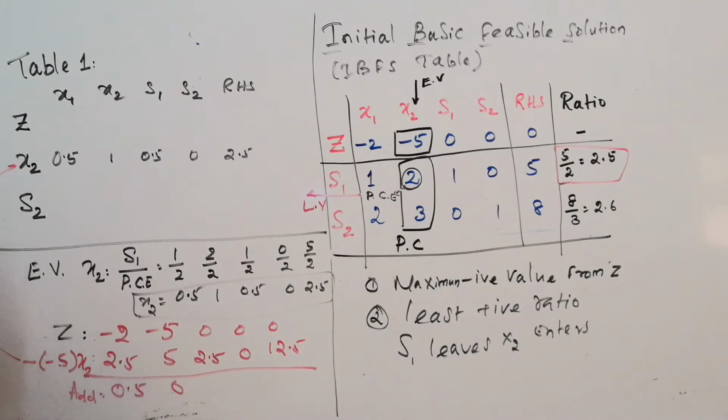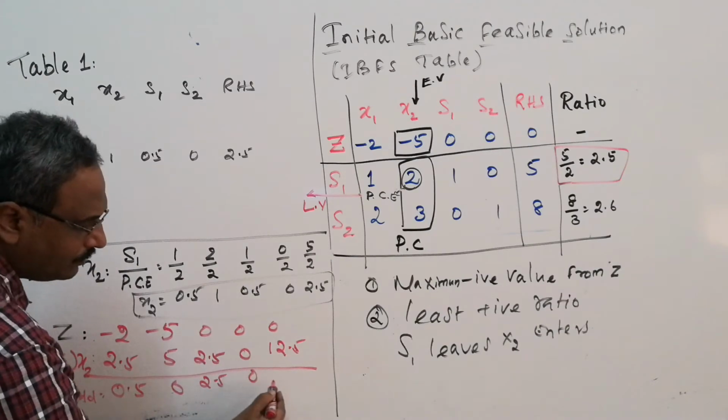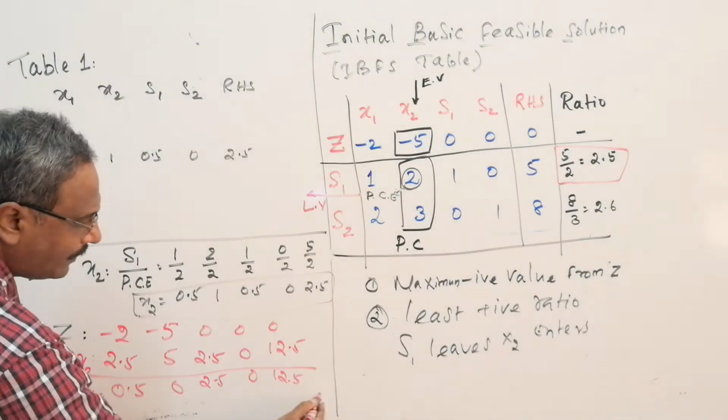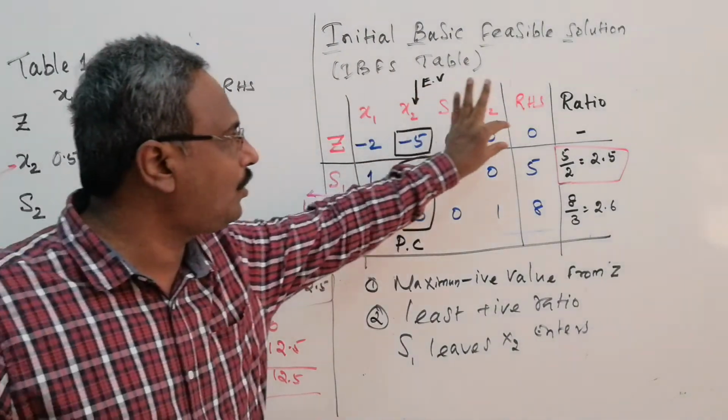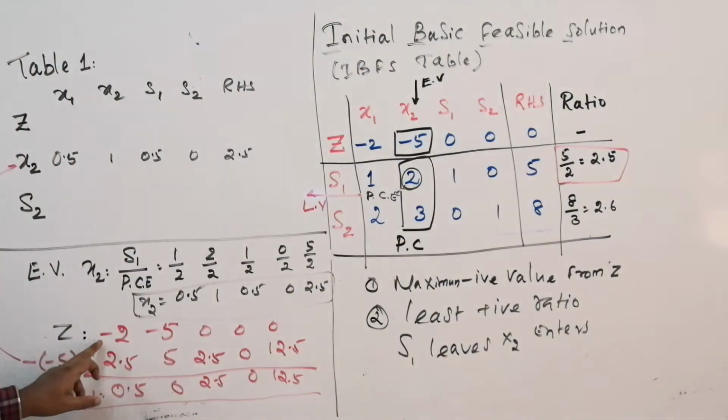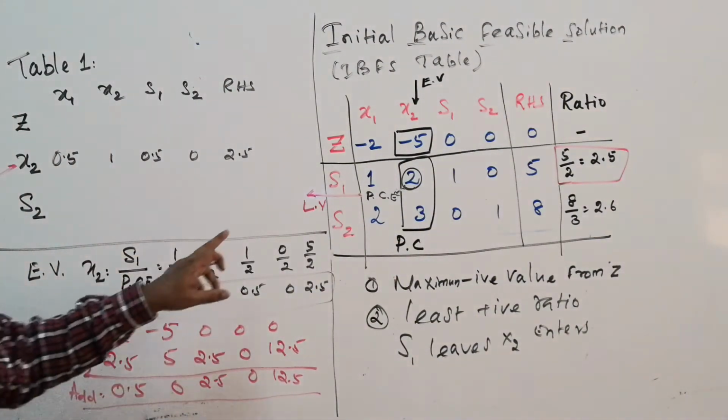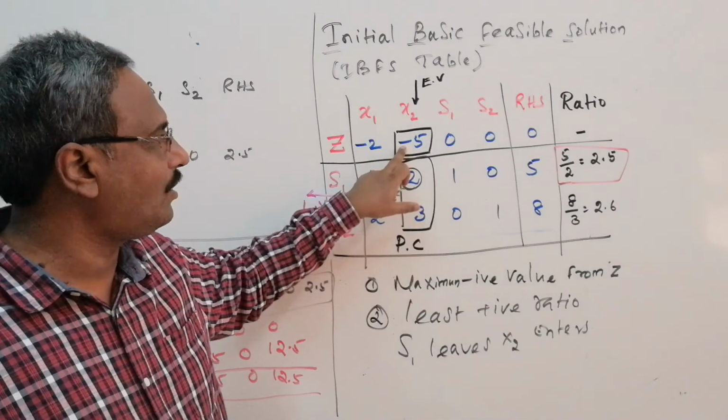-5 plus 5, this is 0. 0, 2.5, this is 2.5. This is 0. This is 1.5. So to find the new row, we are going to take the old row as it is. We are going to take the corresponding pivotal column element.